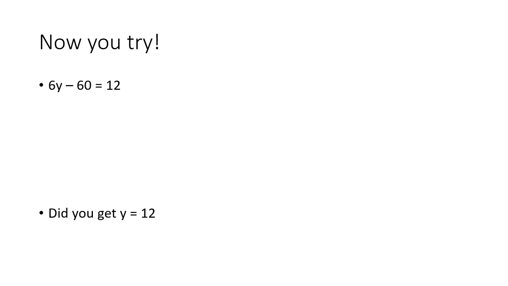Did you get 12? Let's work it real quick. You add 60 on both sides, which gets rid of that. 6y is equal to 72, and we divide both sides by 6. 72 divided by 6 is indeed 12. Good job.